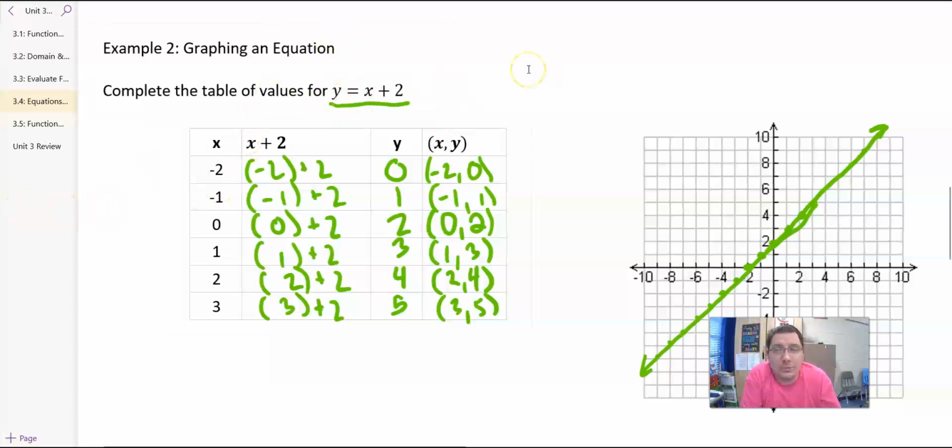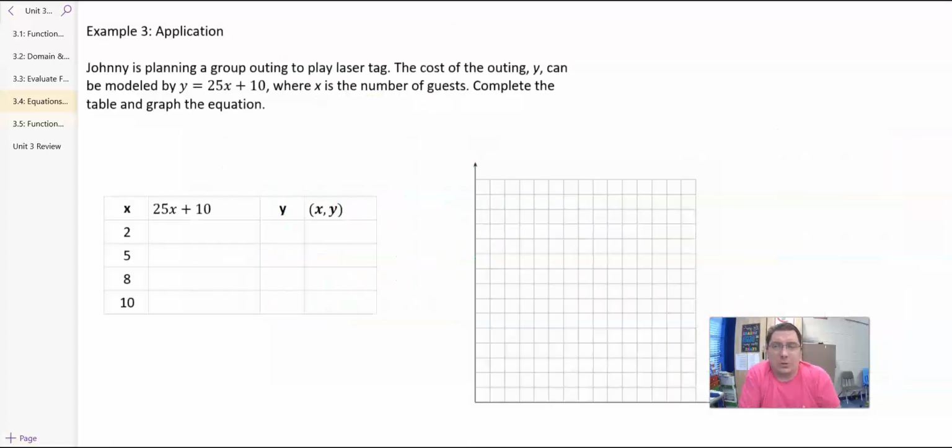Okay? So last problem we're going to look at is an application problem. We're going to look at a word problem here and see how this affects what we do on the coordinate plane. So let's take a look at that. So in example 3, we see here that Johnny is planning a group outing to play laser tag. The cost of the outing, represented by y, can be modeled by y equals 25x plus 10, where x is the number of guests. We want to complete the table and graph the equation.